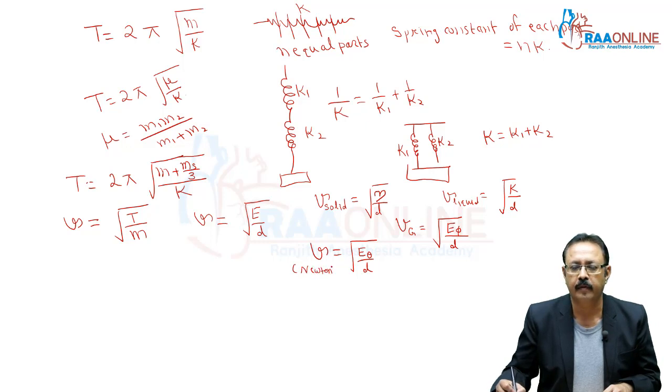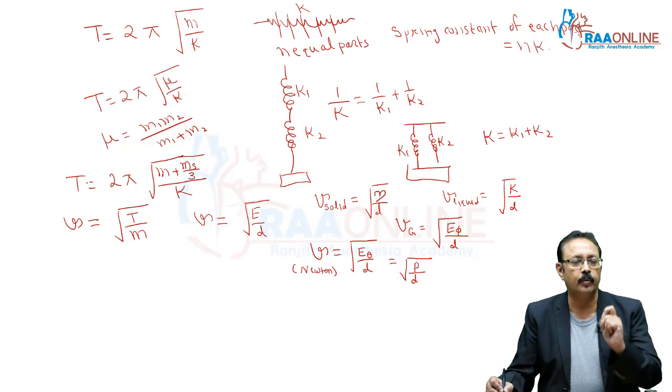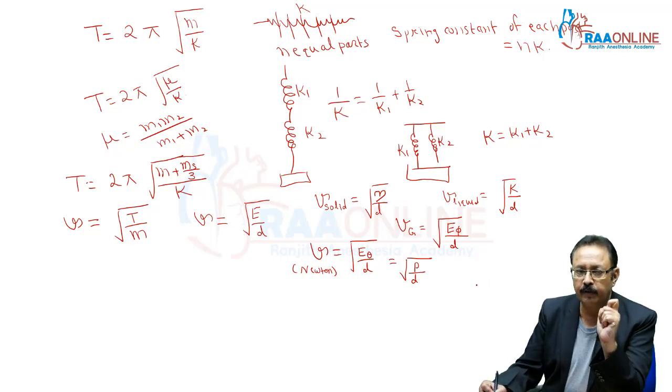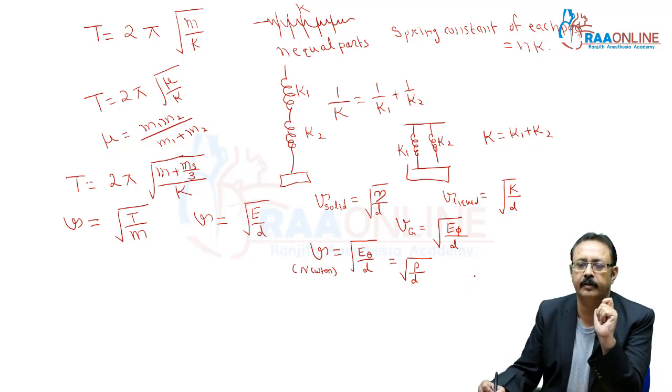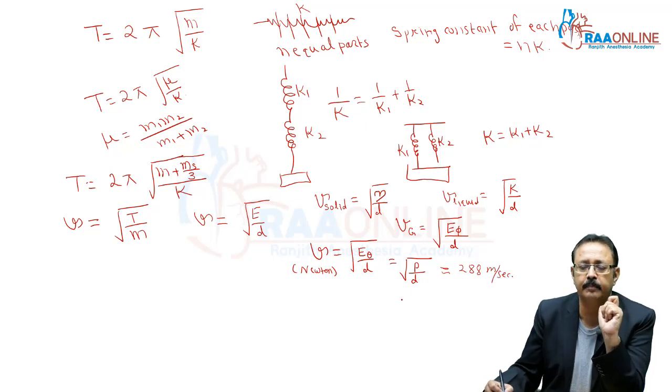And we know that isothermal elasticity is equal to the initial pressure. When he calculated the speed of sound at room temperature, what did he find? It came to nearly 288 meters per second. But by practical measurement, he got nearly 330 meters per second. There was a big difference.